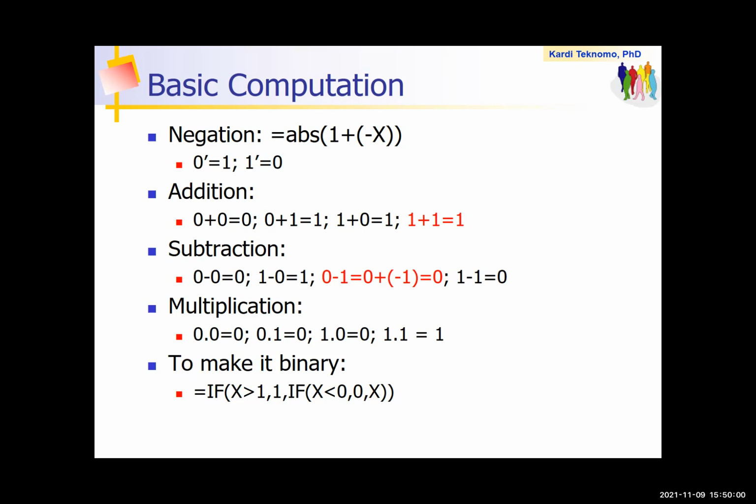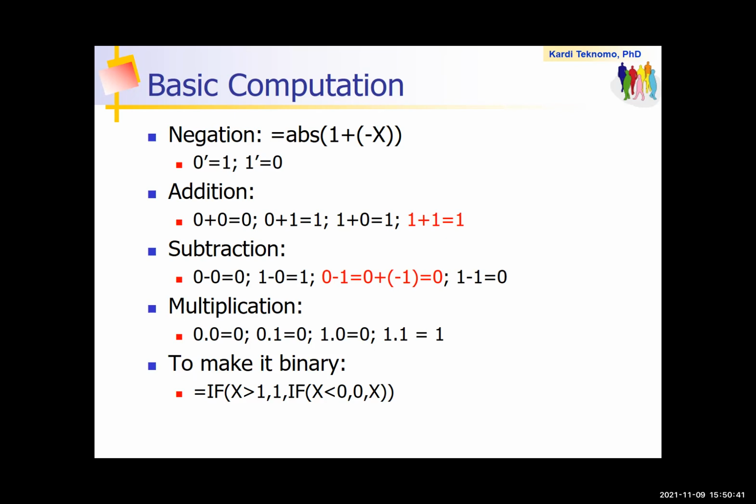How about subtraction? Be careful also. 0 minus 0 is 0. 1 minus 0 is clearly 1. But there is no negative number, so 0 minus 1 is 0. This is the special part, that's why I put red here. This is the one that you need to memorize. There's no negative; negative becomes 0. There is no number larger than 1; if above 1, it becomes 1. Below 0, it becomes 0. That's easy. So 1 minus 1 is of course 0.